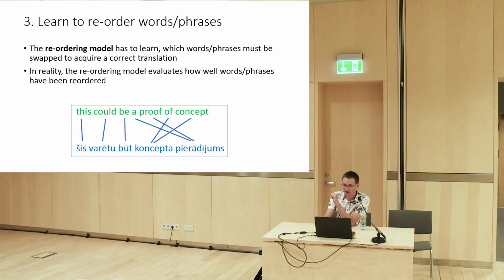And here you see that when we translate from English to Latvian, if I would have a phrase that is "a proof" and a phrase that is "of context", so two phrases, those would have to be reordered in Latvian in order for the translation to be correct.